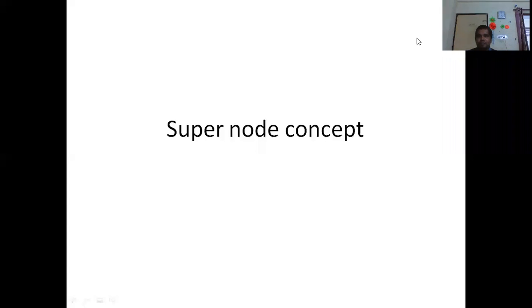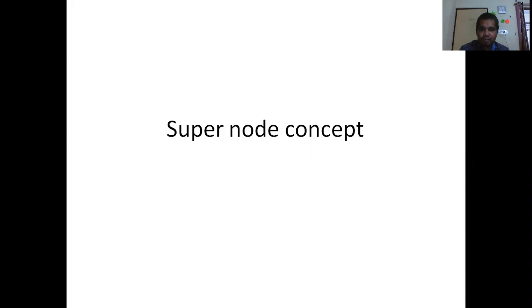Good morning, dear students. Today we are going to discuss the super node concept. In the previous class, we saw what a super mesh is and how we can apply Kirchhoff's voltage law in the super mesh. So, super mesh means what? That a current source is present as a common source between two loops.